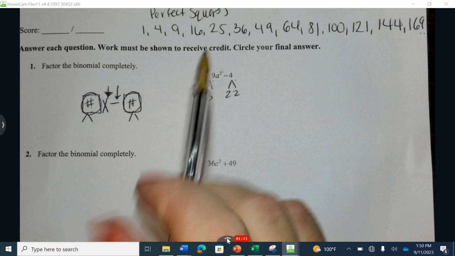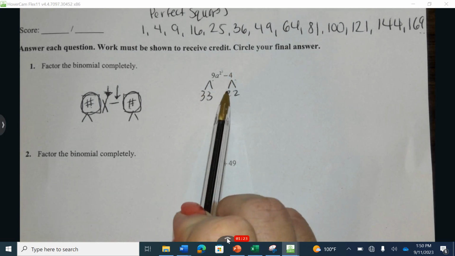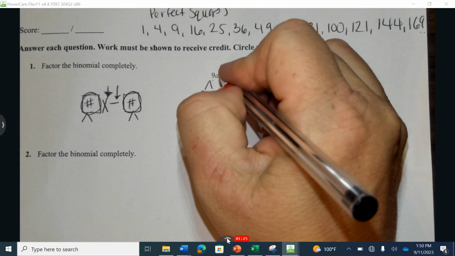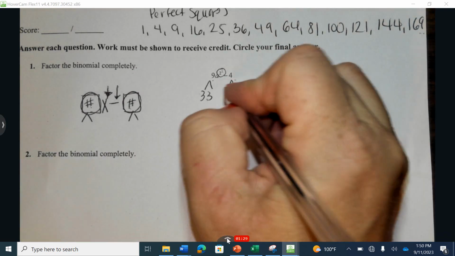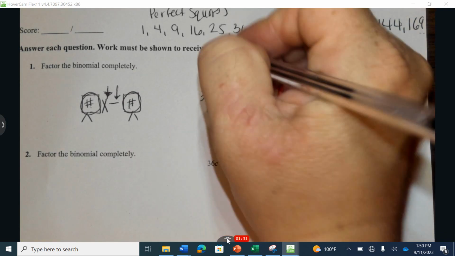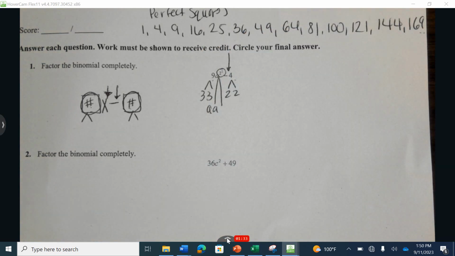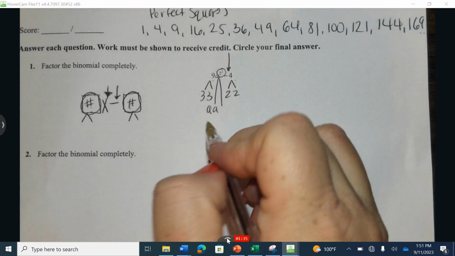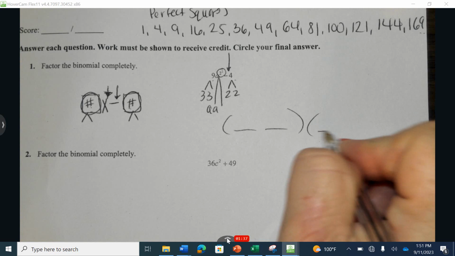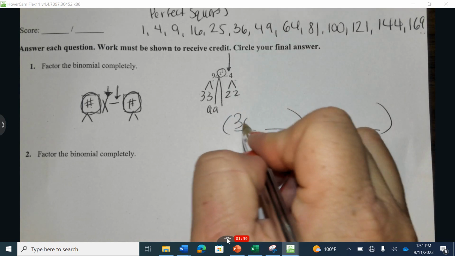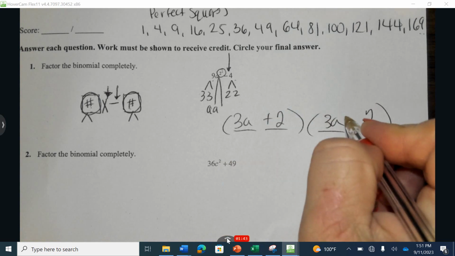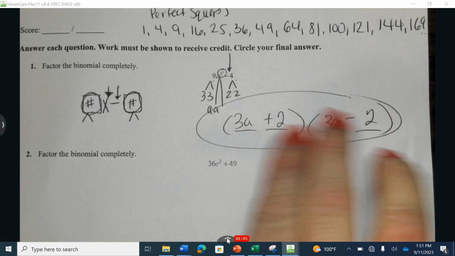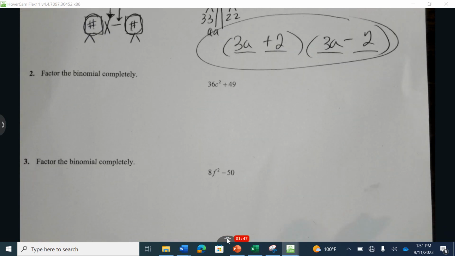So let's get started. 9 breaks into 3 and 3. 4 breaks into 2 and 2. The exponent on the variable is divisible by 2. So when I divide it by 2, I get a, and I have subtraction. So I'm showing my work right now. I'm going to now break this into two groups. The 3's and the a's come from the front. The 2 comes from the back. One is positive and one is negative. It doesn't matter which one goes in front, which one goes in back.